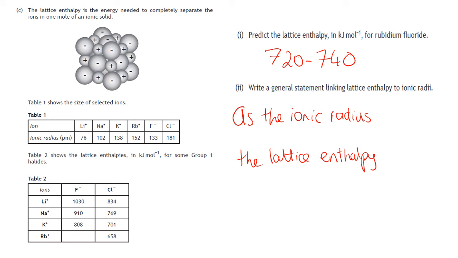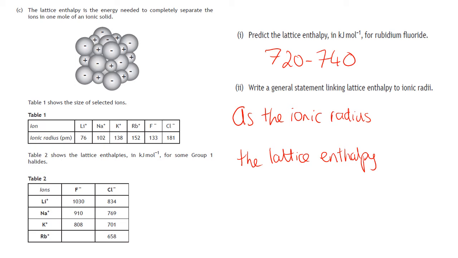And if we look, lithium, sodium, potassium, and rubidium, they're all group 1 elements. And of them, lithium is the smallest one. Fluorine and chlorine are both group 7. Of those, fluorine is the smallest one. So what it appears to be is that the smaller the ionic radius, the larger the lattice enthalpy.